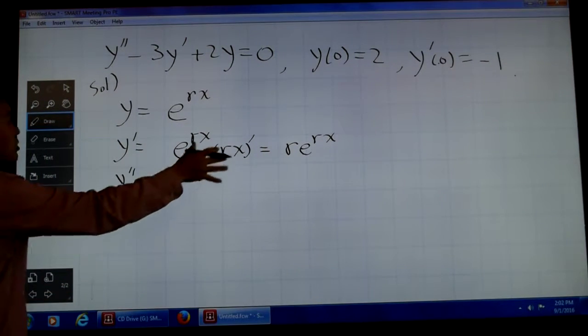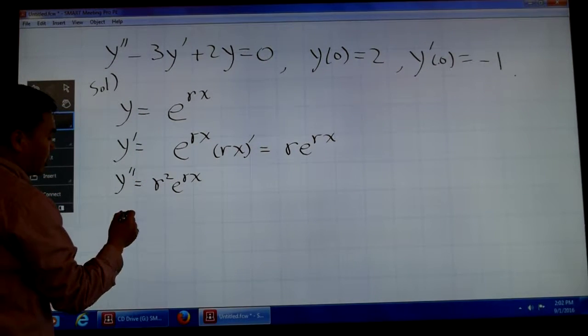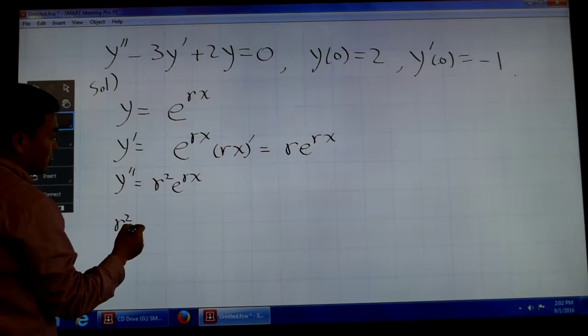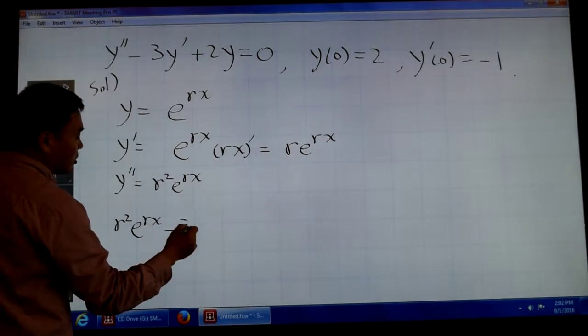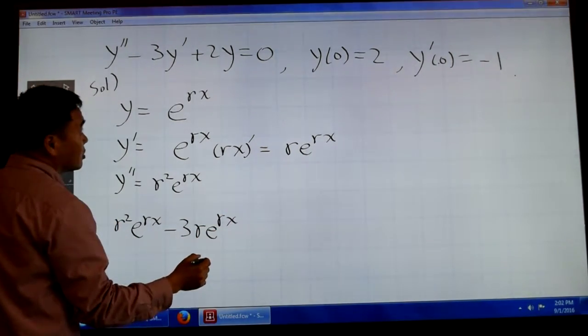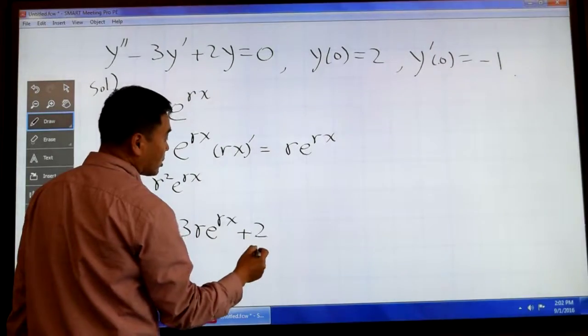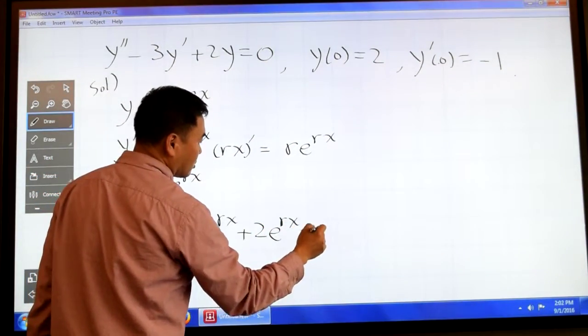And then you plug everything back in there, and you have r squared e to the rx minus 3 times r times e to the rx plus 2 times e to the rx equal to 0.